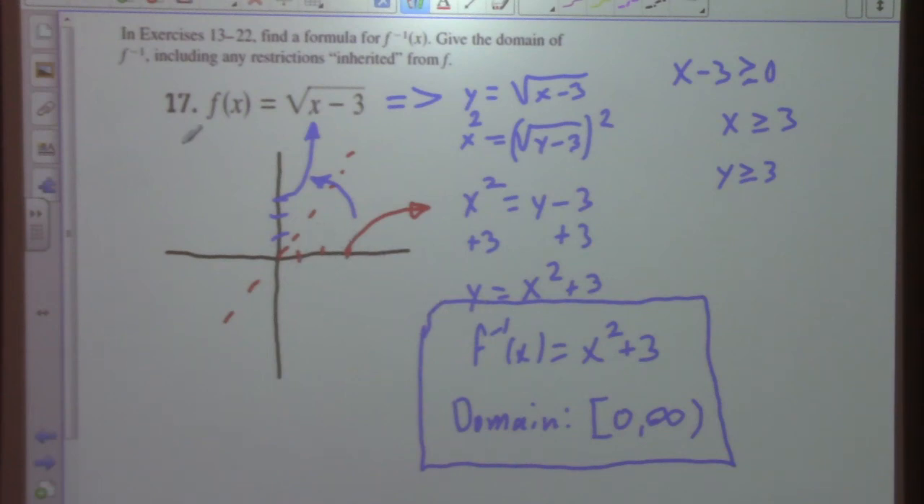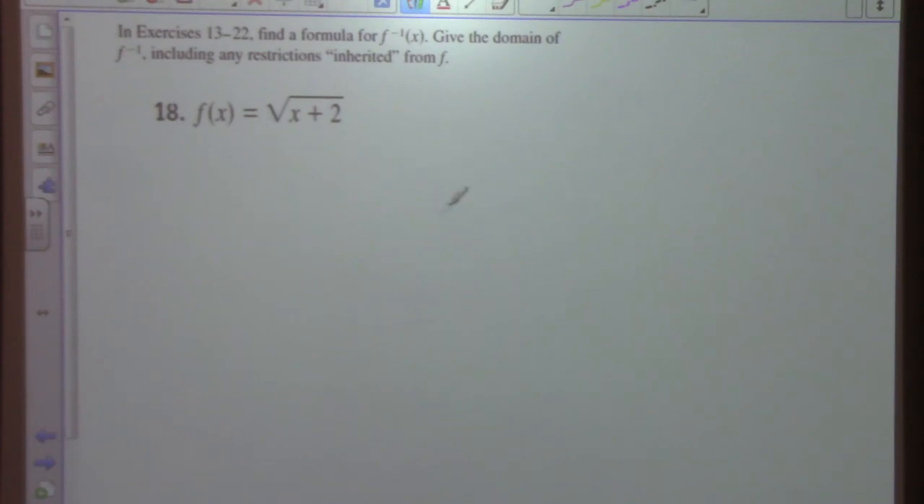And then this one, 18, is very similar. The domain's the same as the last one, is what you're saying, Angel, is that right? Yeah. This one here, you should get f negative 1 of x is equal to x squared minus 2, and then your domain restriction is going to be the same as the last one, right?